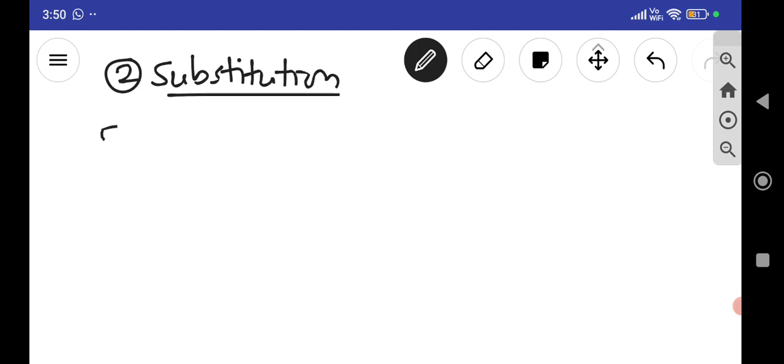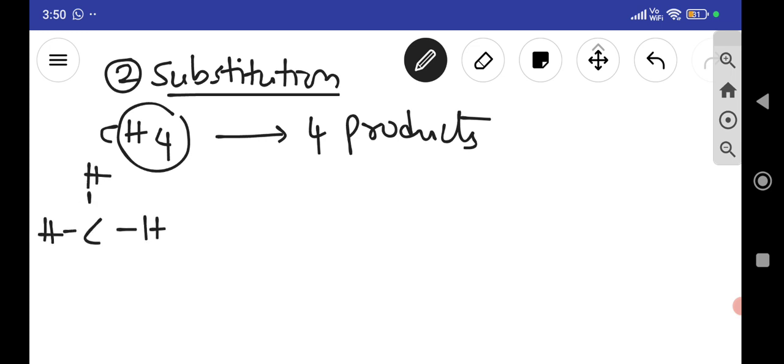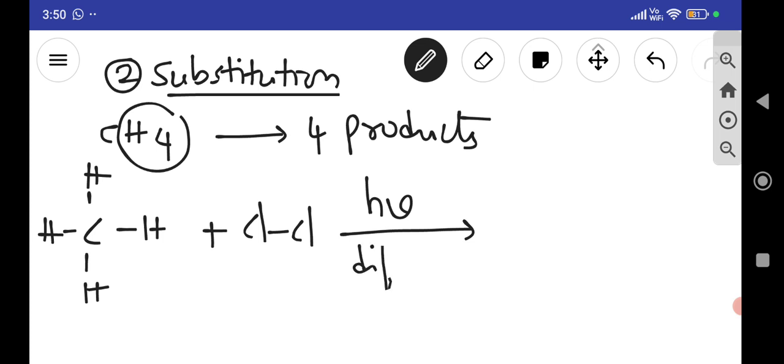Next, second one, substitution reaction. Now if you are taking methane, understand that there are 4 hydrogens, therefore you are going to get 4 substitution products. CH4 you can write like this. Now important thing, you want to add chlorine, so Cl2 you add. Next, if you want to have better understanding, write Cl-Cl, and h nu is nothing but diffused sunlight.